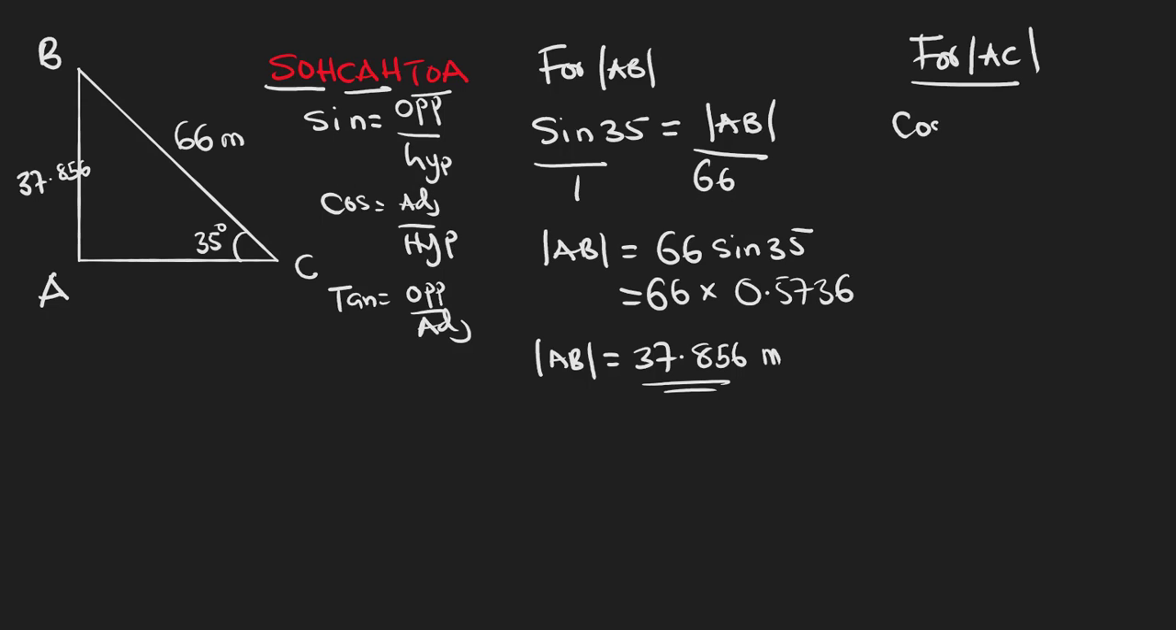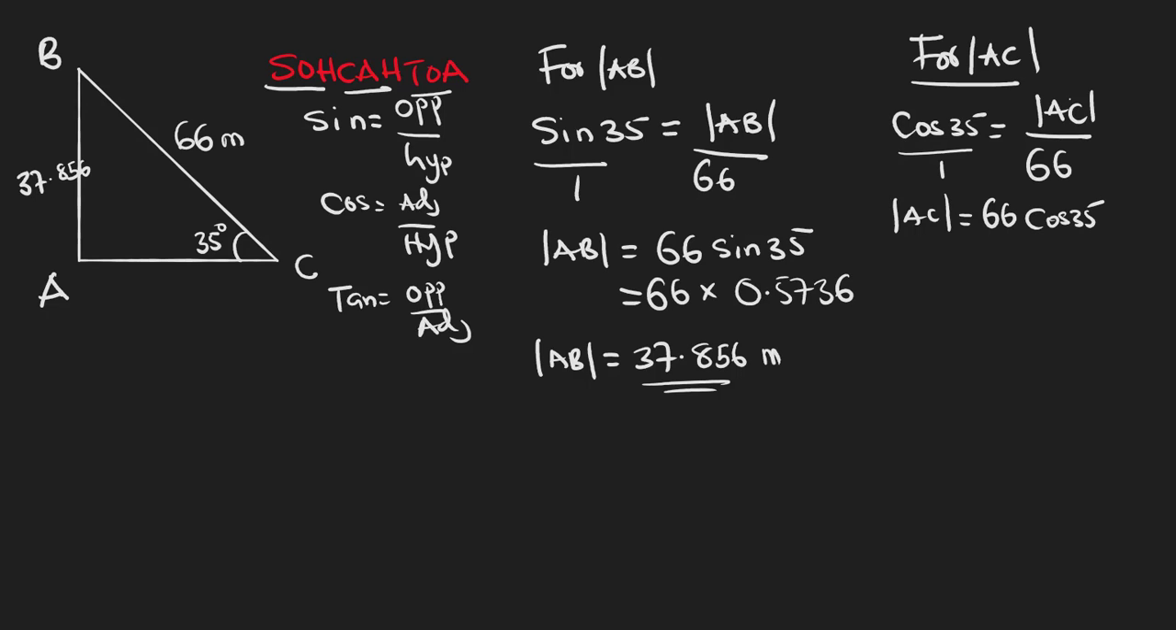So we say cos 35 is equal to, adjacent is what? Our AC, right? Because this is AC, this line. So it's going to be line AC all over, what is our hypotenuse? It is 66 as usual. So we have 66. So cross multiplying now, we're going to have line AC is equal to 66 cos 35, because this one balanced with 1 here, and this one is going to cross multiply this. So we have 66 cos 35.